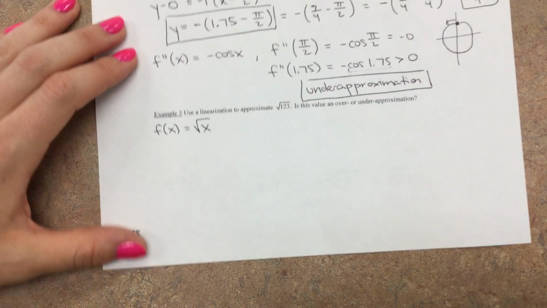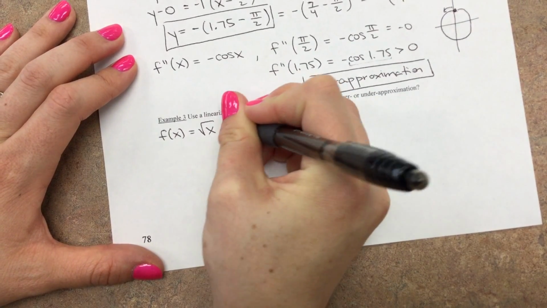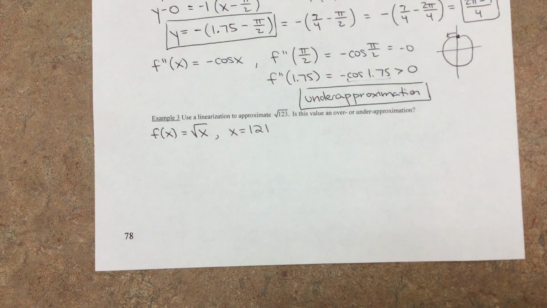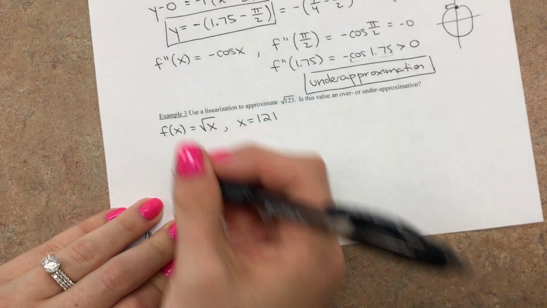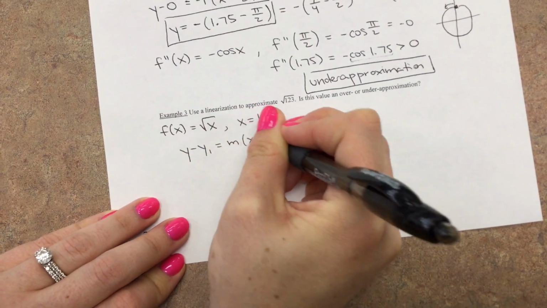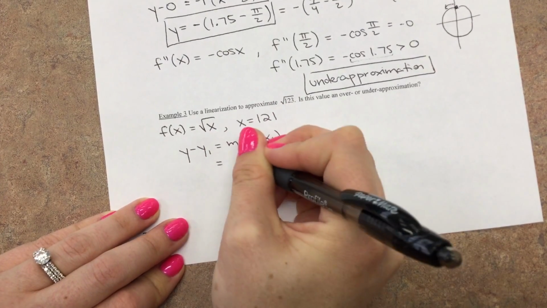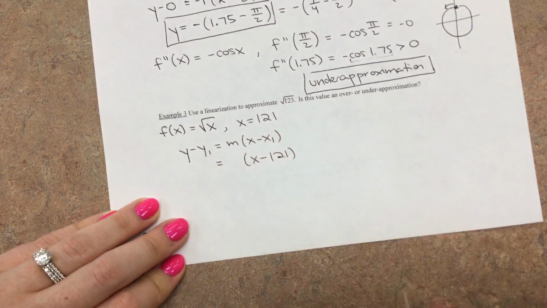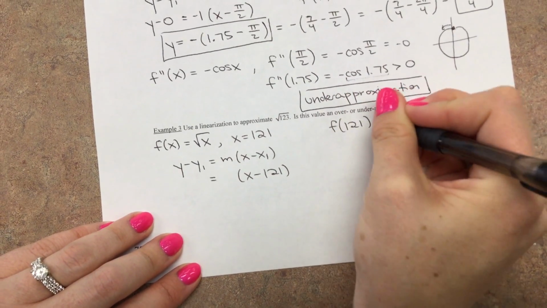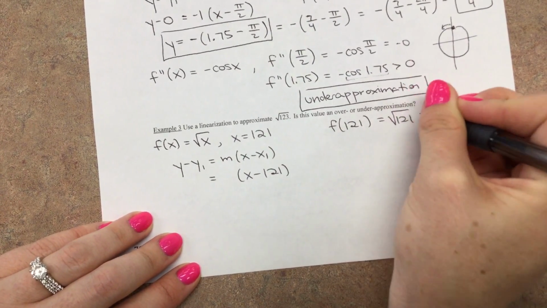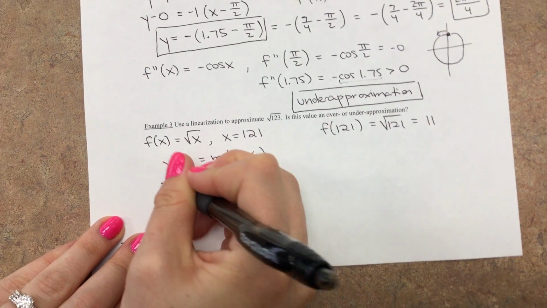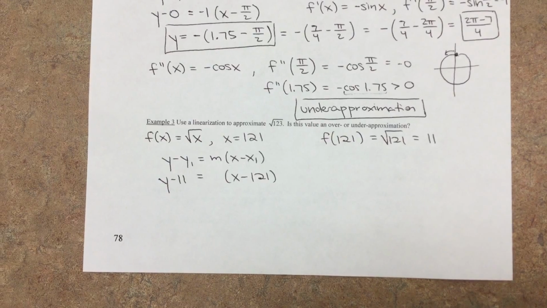And that would be the square root of 121. So our point of tangency would be 121, okay? Because the square root of 121 is 11, so it's a nice, neat value. So linearization, start with our little formula here. We know the point of tangency that we're talking about is 121. So if we do our little side work here, when we plug 121 into the original function, we know that the square root of 121 is 11. So that's going to be your y value that goes right here. And then you need to know the slope at that point as well.